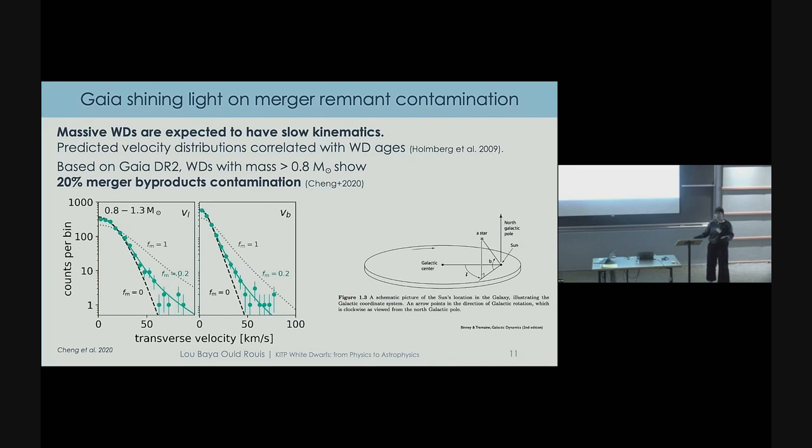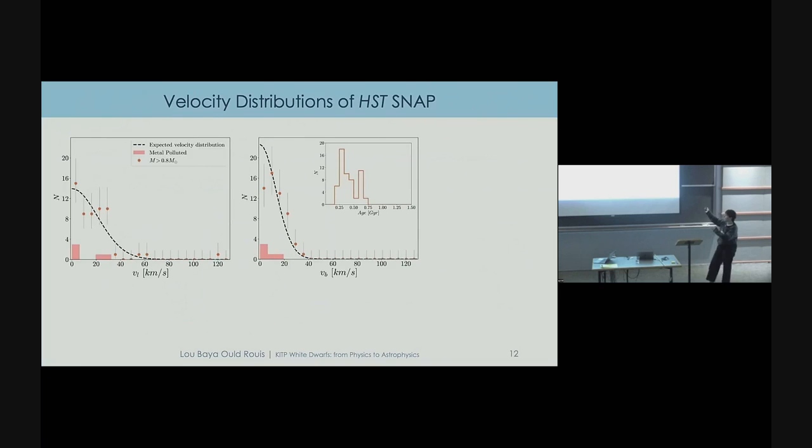So we thought it would be relevant to look at the SNAP sample and try to find the merger fraction, and see that if we were to find a lot of mergers and a lot of high kinematics, that could explain the lack of metal pollution. So finally, this is what I get.